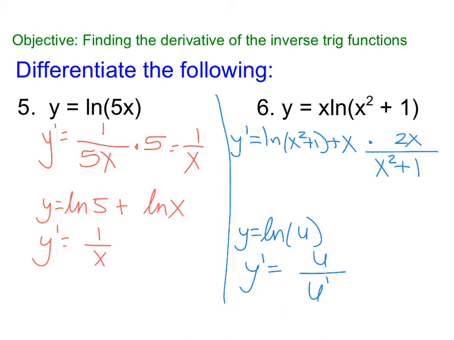I wrote that backwards. I just realized as I'm talking. The function goes on the bottom, the derivative goes on top. It's really 1 over u times u prime, right? But I like writing it like this. I think it's nicer looking.